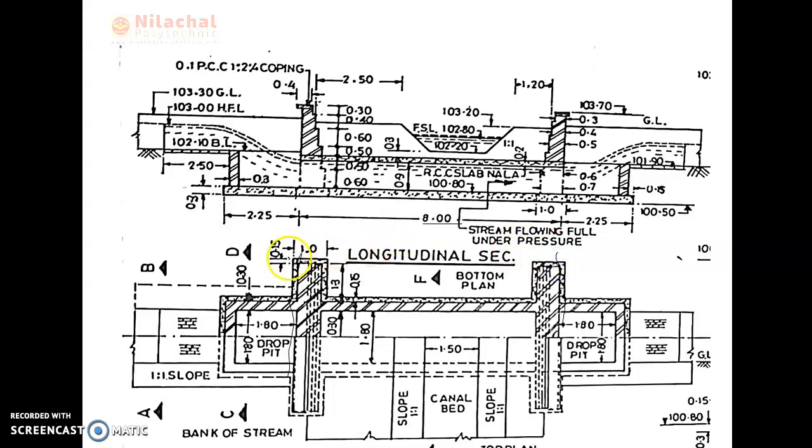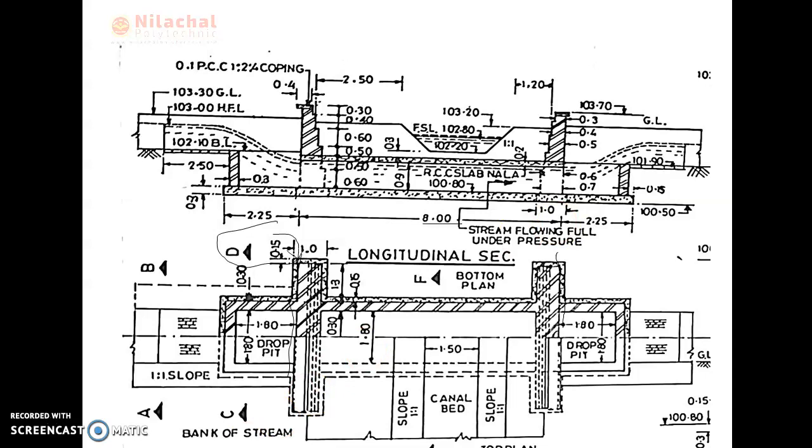But we need to check the cement concrete to cement concrete distance. The cement concrete offset thickness is 0.15 on both sides. So 0.15 here and 0.15 here. So 0.15 plus 8.0 plus 0.15 equals 8.30. The length is 8.30.